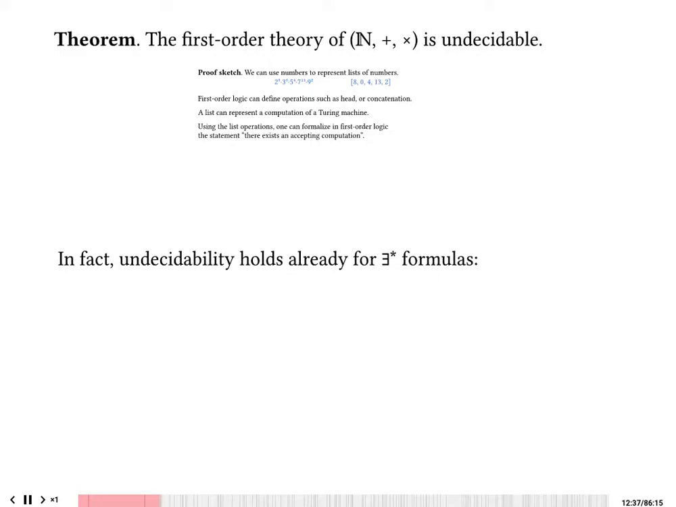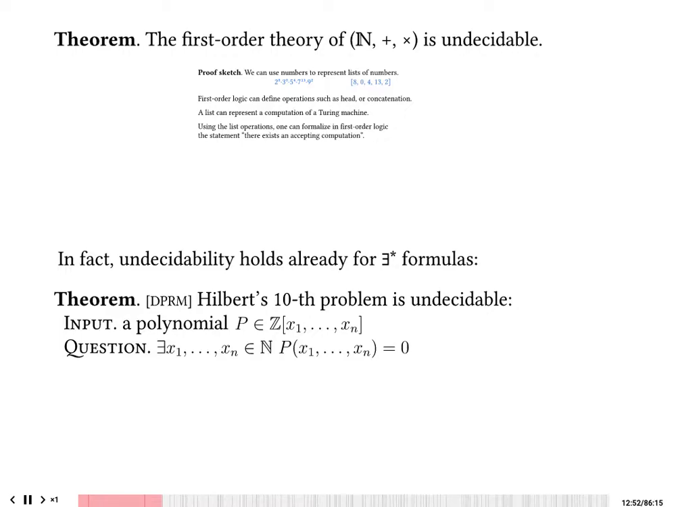Just in case you don't know this, it's amusing to know that it is already undecidable for very simple first order formulas, namely for existential only formulas. And this is because of the famous undecidability result about Hilbert's 10th problem. If you don't remember, Hilbert's 10th problem can be stated as follows. You are given a polynomial P with integer coefficients and n variables, and you want to know if you can instantiate the variables using natural numbers so that the value of the polynomial is 0. In other words, does the polynomial have some natural root?